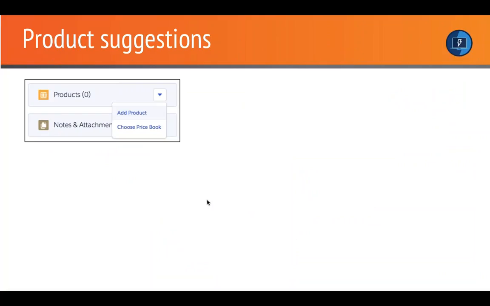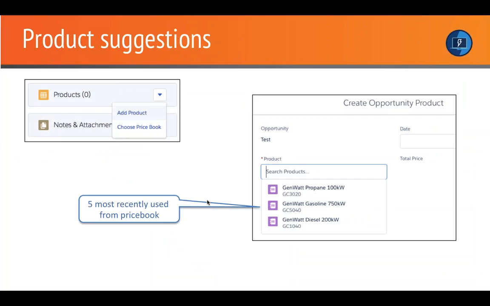Next up, product suggestions, a similar sort of concept to the account autofill side of things. On an opportunity, when you click add product, the resulting screen will suggest up to 5 products that you've recently added to other opportunities from the same price book. Effectively, they're your most recently used products from that specific price book. In this case, I've only accessed 3 from that price book, so that's all it's showing me. And obviously, this doesn't stop you from entering all or part of a product name and searching for a different product and using that. It's just intended to save you a little bit of time.